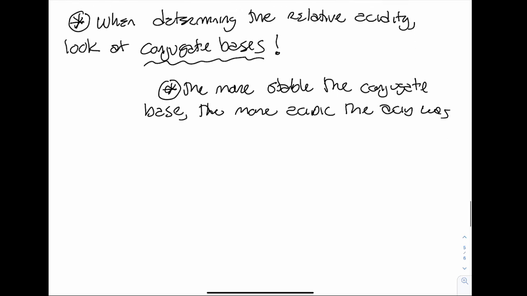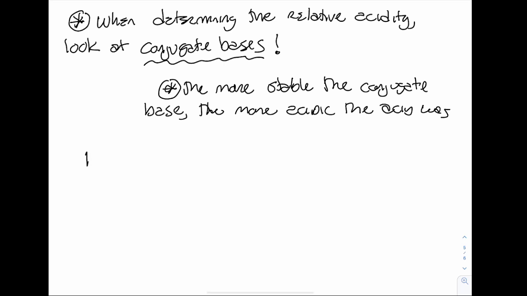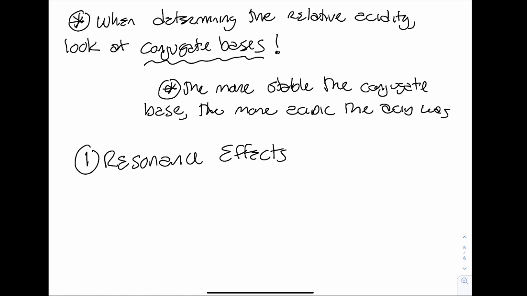And the first one I want to look at is resonance. So resonance effects. I am doing these in a slightly different order than your text. The text does resonance towards the end, but I think it makes the point about the conjugate bases being more stable easier to understand if we do this one first, because it's the most pronounced of the ones that we're going to go through. So our first one, resonance effects. If a structure has resonance, we already know that it's more stable than one that doesn't.